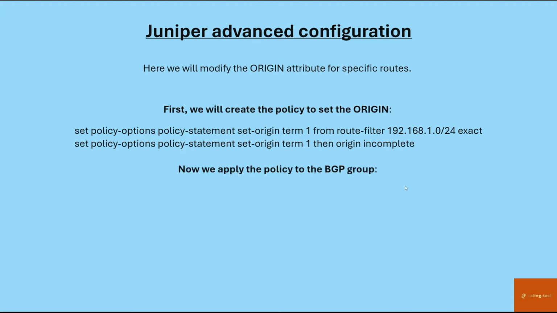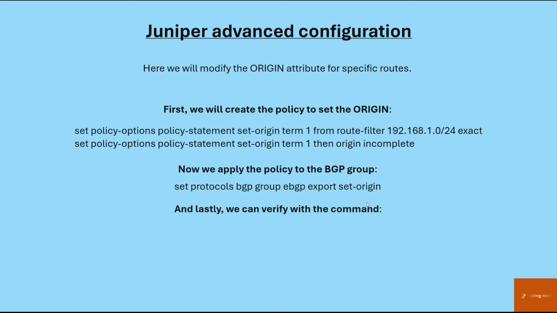Now we apply the policy to the BGP group, and we do a set protocols BGP group, and again it's the name of the group, eBGP export set origin. Okay, so the group name is eBGP, and we're exporting the set origin policy that we noted above. And lastly, we can verify with the following command: show route 192.168.1.0 extensive. Okay, and that will show the origin itself within that.